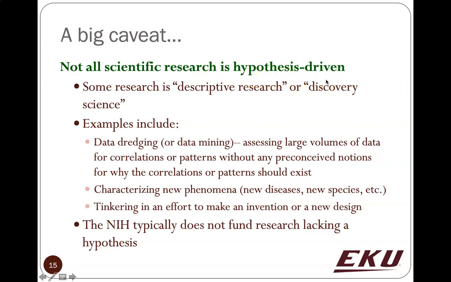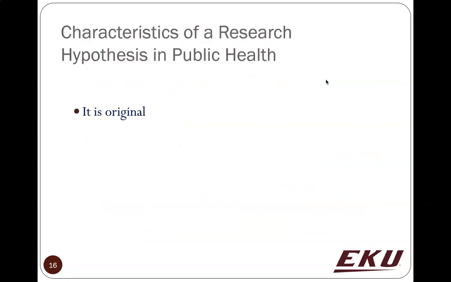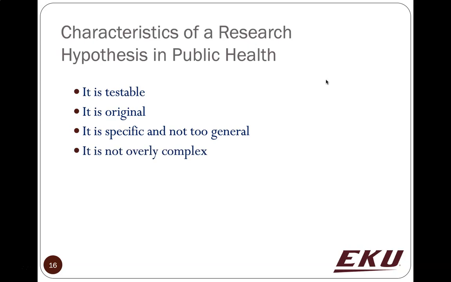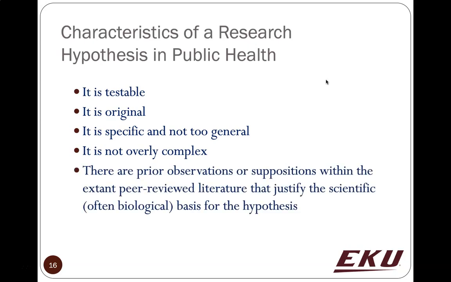So let's get into hypothesis-driven public health research. When you develop a hypothesis in public health, the assumption is the hypothesis you're coming up with is original and testable. Also, it is understood that the hypothesis is going to be specific and not overly general. It's going to be specific to wherever you think you're going to be getting your data from. The hypothesis should not be overly complex. It should not have a bunch of ands and ors. It should be simple. You're going to test one thing with that hypothesis.